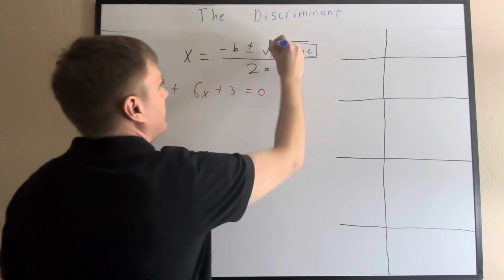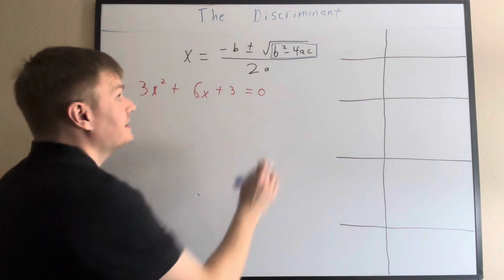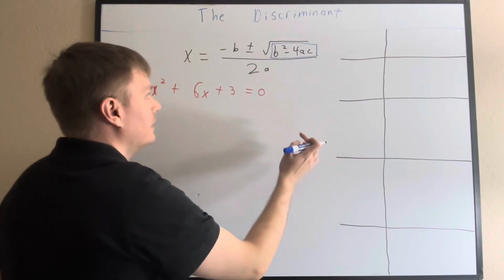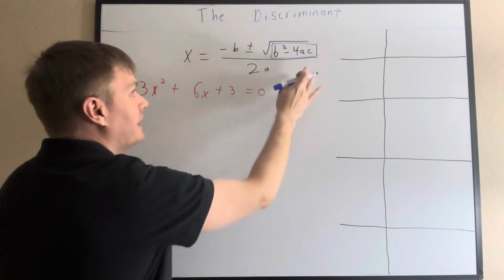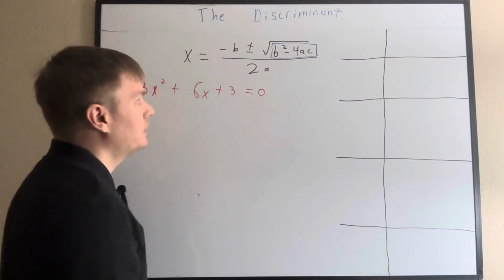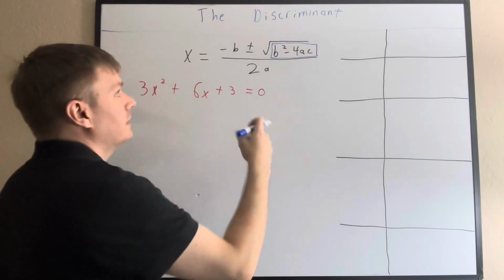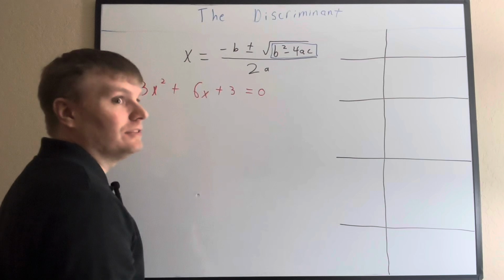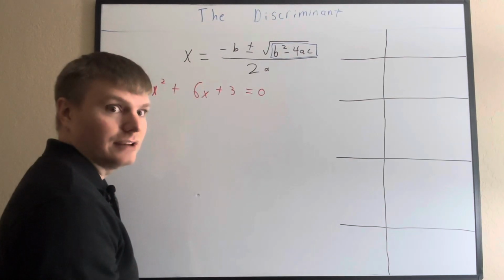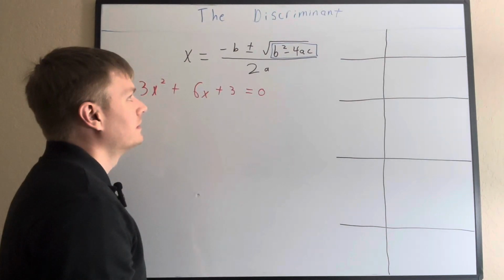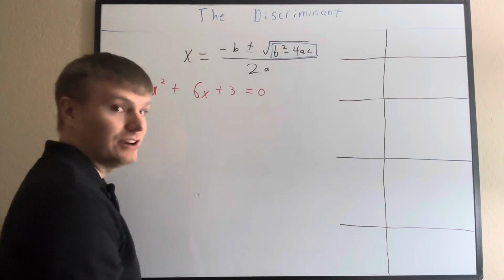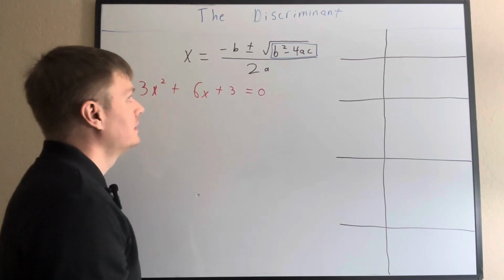Why is that? Because it's underneath a radical. If it's underneath the radical, then you're going to get all sorts of different crazy answers, like numbers. Like, for instance, if it's negative, you're going to get imaginary numbers, right? If it's not a perfect square, you're going to get irrational numbers, always.